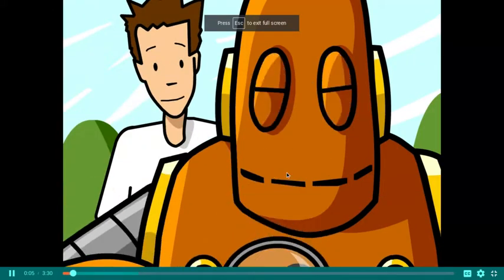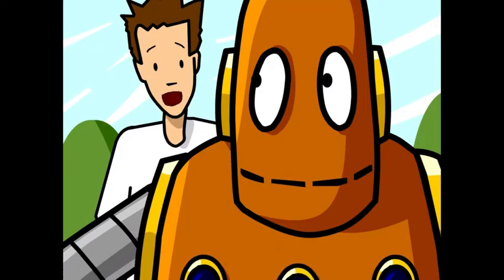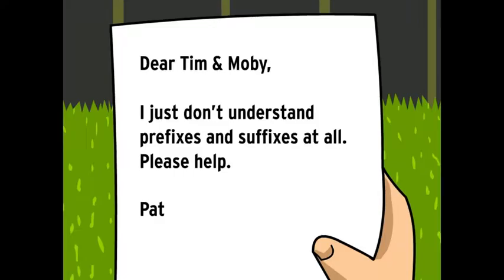What you doing? You want to study geology? I thought you were studying biology. And 2 weeks ago, it was Greek mythology. Pick an ology. Dear Tim and Moby, I just don't understand prefixes and suffixes at all.